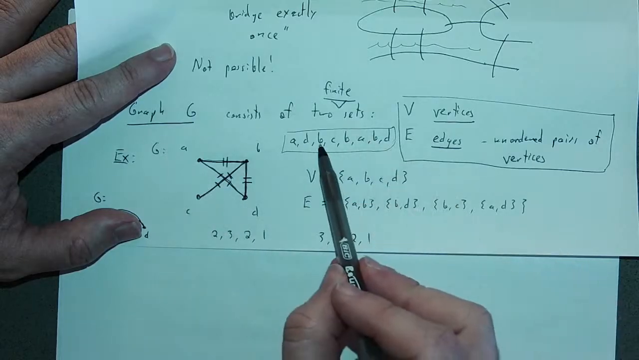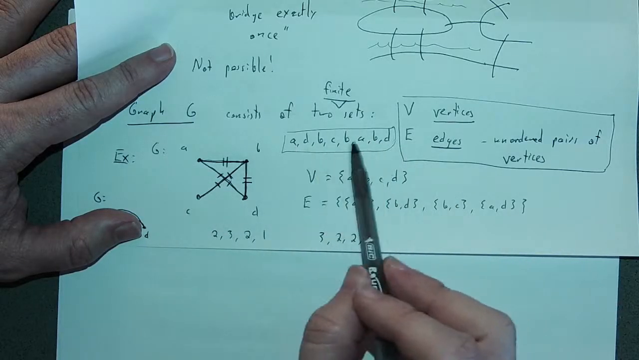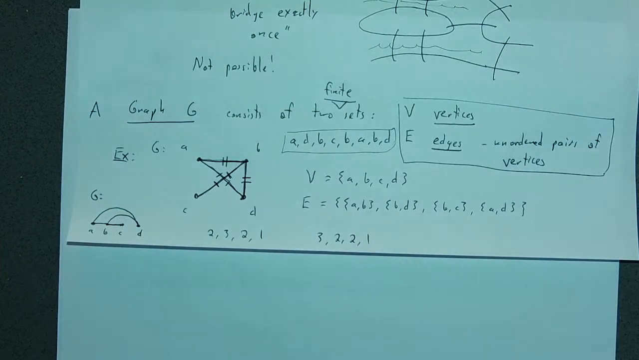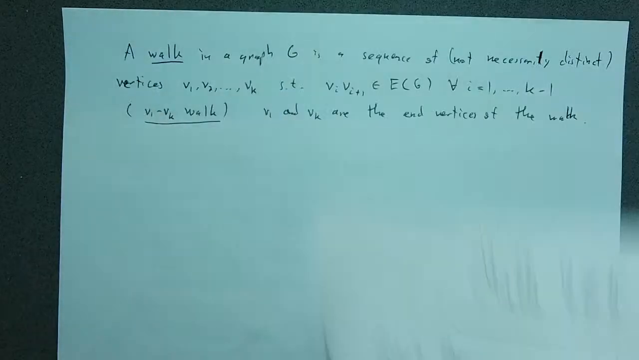And this is allowed. And of course, there are repetitions here, right? A repeats, B repeats, D repeats. So there are repetitions allowed here. That is what a walk is in a graph.